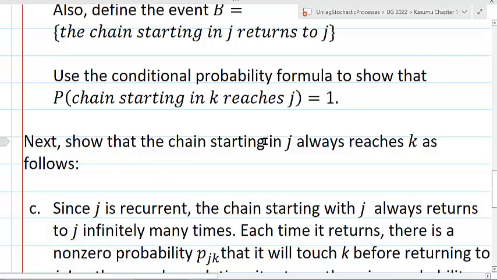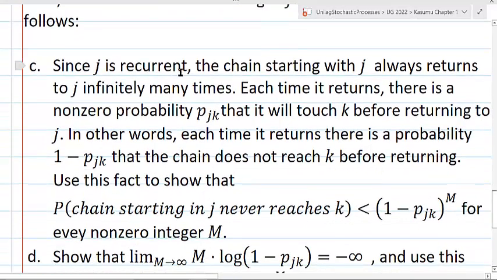Next, we want to show that the chain starting in j always reaches k. So let's see how to prove that. Since j is recurrent, the chain starting with j always returns to j infinitely many times. We showed this before. Nj is the random variable that expresses the number of returns from j starting in j. And Nj is always infinite. Now each time the chain returns, there's a non-zero probability, pjk, that it will touch k before returning to j. It may reach k, it may not. But there's a non-zero probability because j and k communicate.